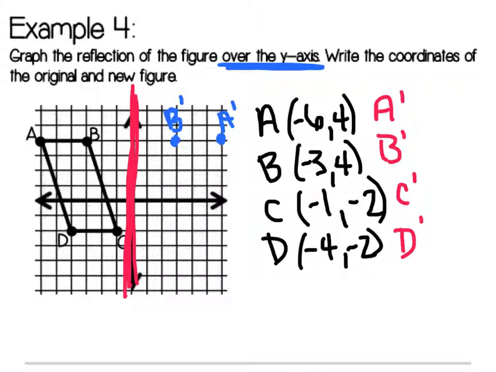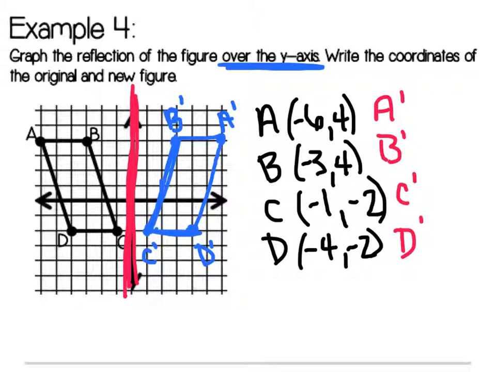Point C was 1 space away, so when we find the image of point C, it's 1 space away on the right-hand side of our line of symmetry, and point D was 4 spaces away, so it's going to move over 4 spaces on the opposite side. We're going to connect our quadrilateral. It's the same size as the original, but it has flipped the direction. So our size stayed the same, but the orientation changed.